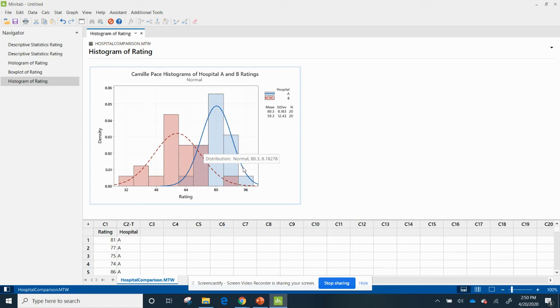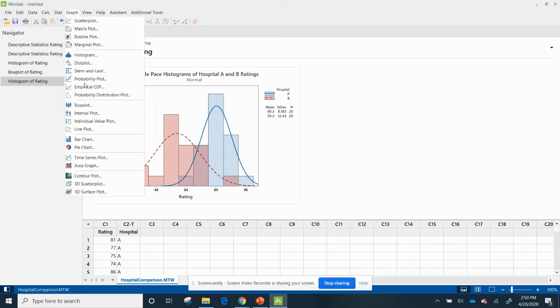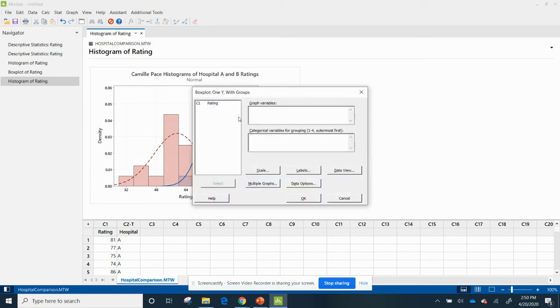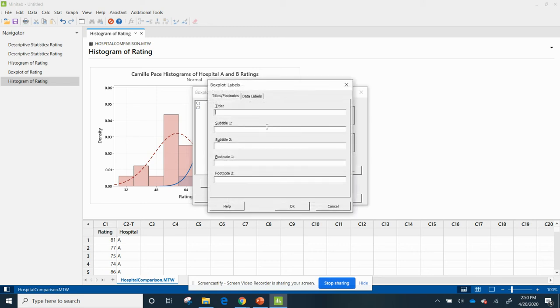All right, let me show you another really cool thing to give you a different way to look at this. I'm going back to graphs. I'm going back to box plots, and I'm going to do with groups. I'm going to hit OK. Again, I'm going to do ratings, and here I'm going to do hospital. And then again, of course, I'm going to label it. Box plots of hospital A and B ratings. Okay, so I've got both things right now. I'm going to hit OK.